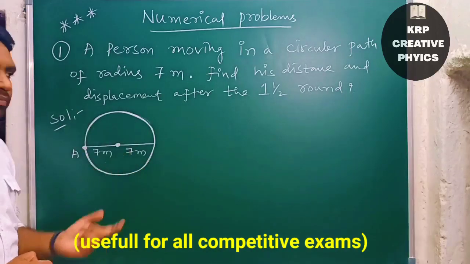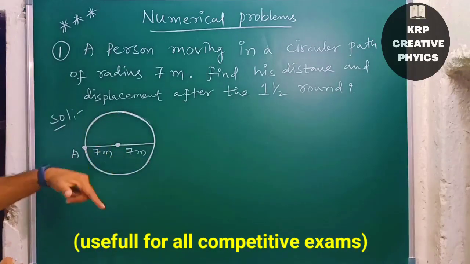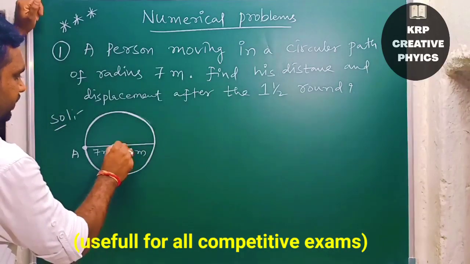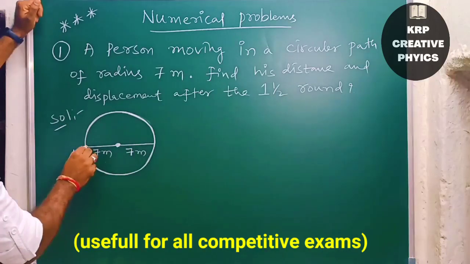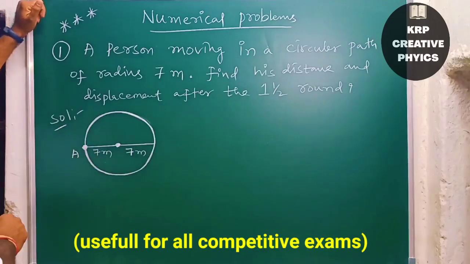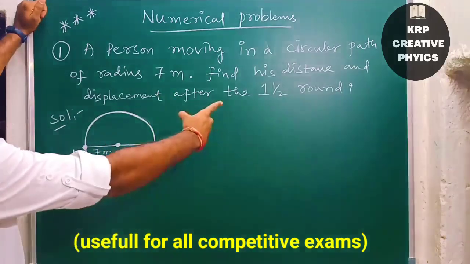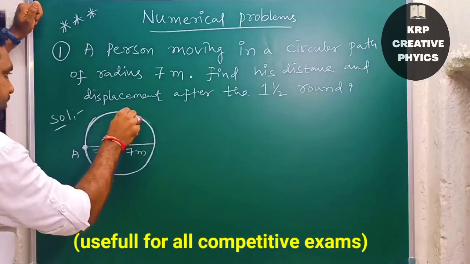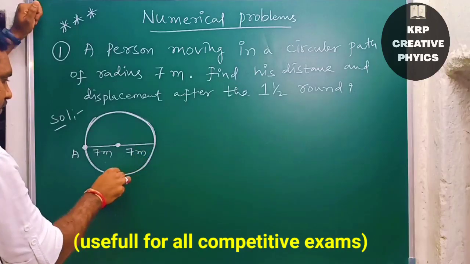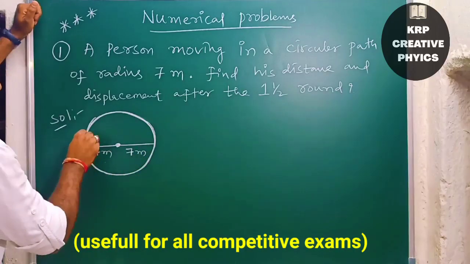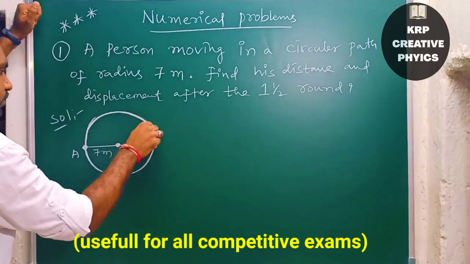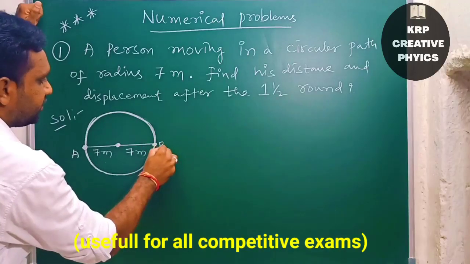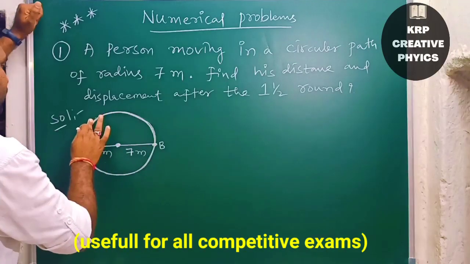Okay friends, to solve this problem we need to draw the diagram. I have already drawn the diagram in the form of a circular track. This is the radius, 7 meters. Let us assume that he is starting from point A. How many rounds is he making here? 1.5 rounds. Let's observe properly: this is 1 round, A to A, 1 round is completed. Next, half round. Half round means this is half of the circle. So B is his final position after the completion of 1.5 rounds.